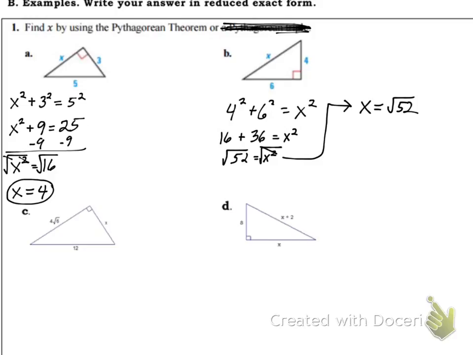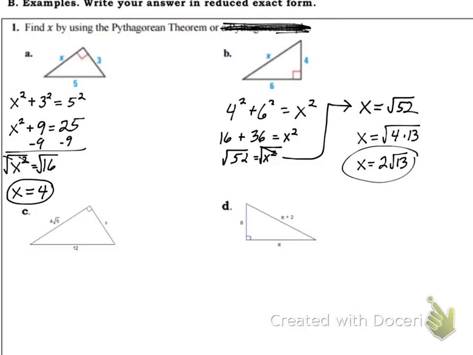Who knows what perfect square goes into 52? What perfect square goes into 52? Lauren? 4 does. And how many times does 4 go into it? 13. So we could rewrite this as the square root of 4 times 13, which is going to be x equals 2 times the square root of 13. Now you get your full points.